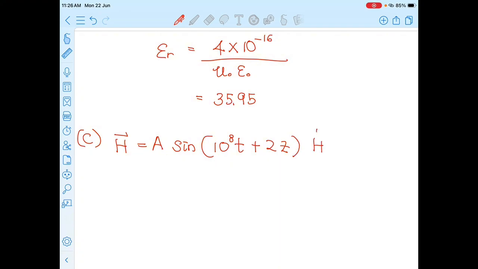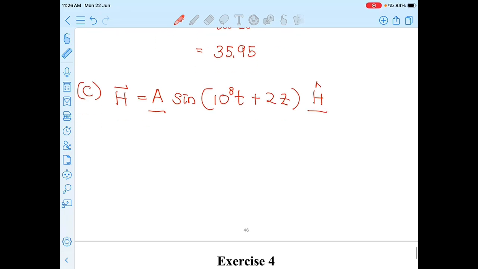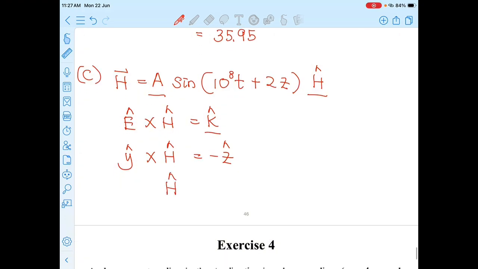And for the h direction, you need to figure out A and also the h. So how to figure out the h? By using the relationship between the direction of the electric field, the direction of the magnetic field, and the direction of the wave propagation. You can fill in the direction of the electric field according to the question, which is y, and h is what you want to figure out, and k is negative z. So over here, your h will be equal to x. You can play around, whether it's x or negative x.